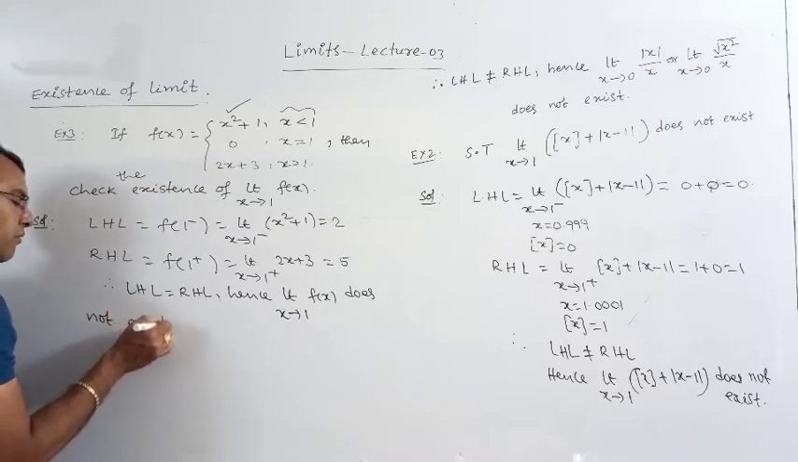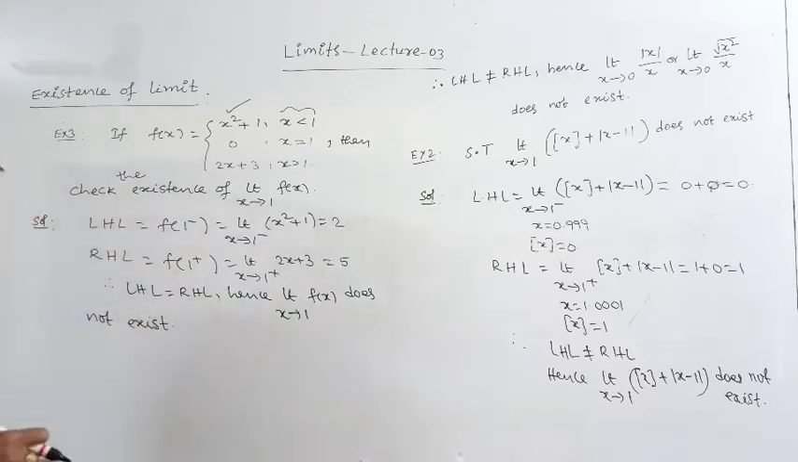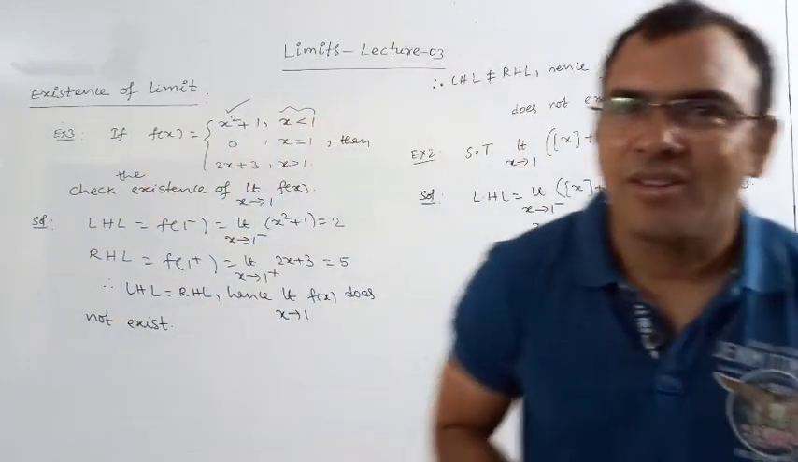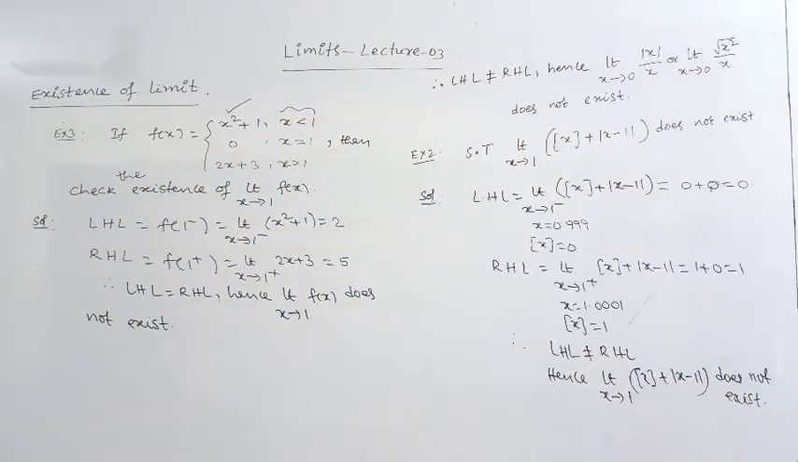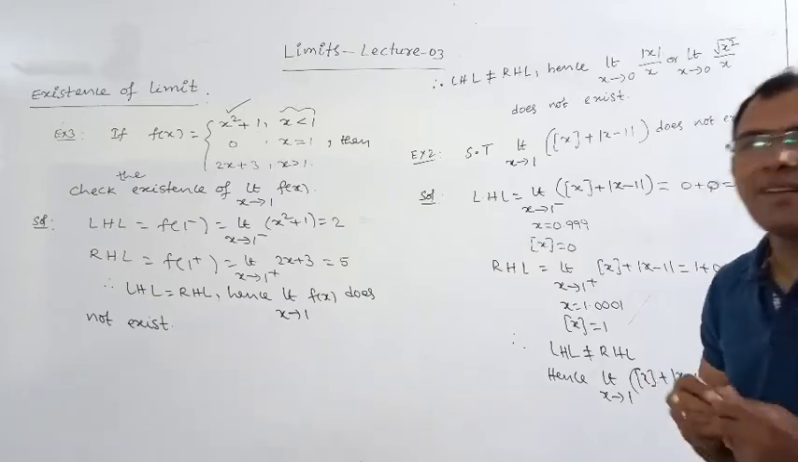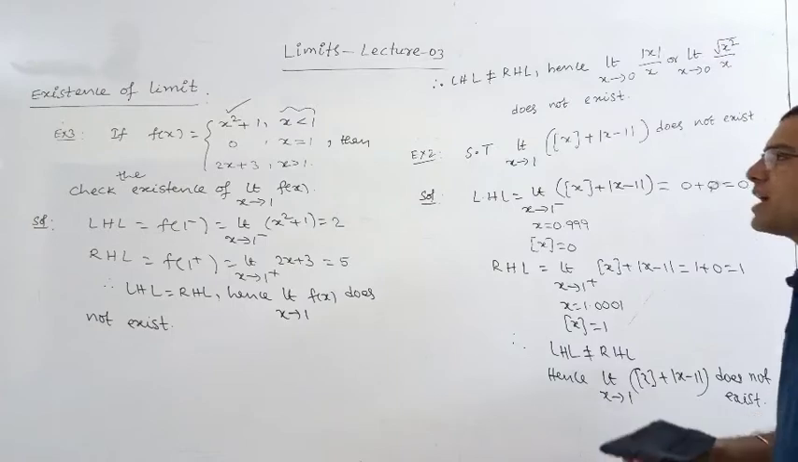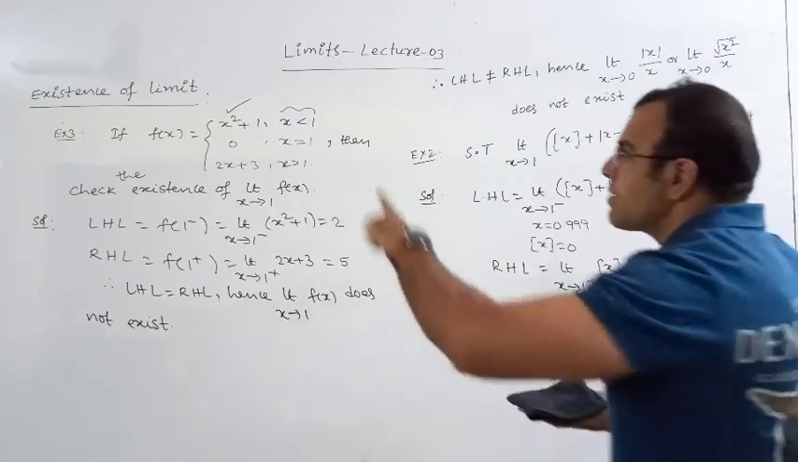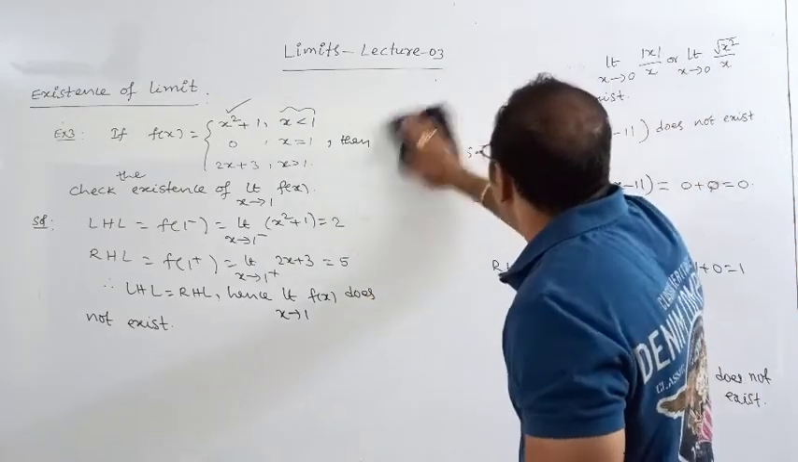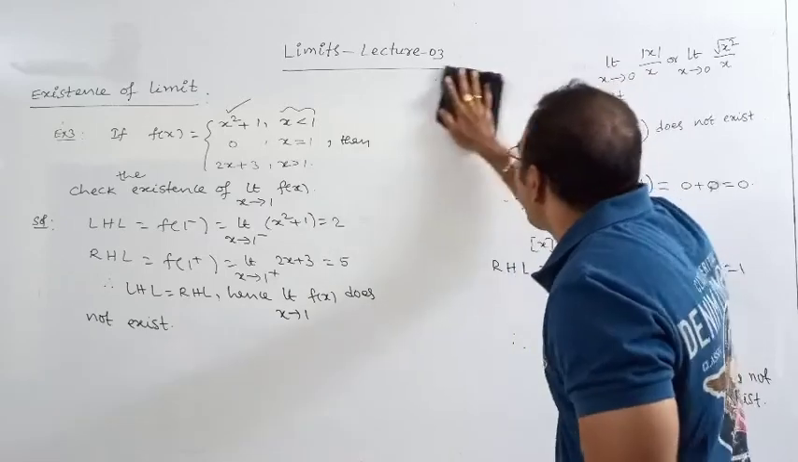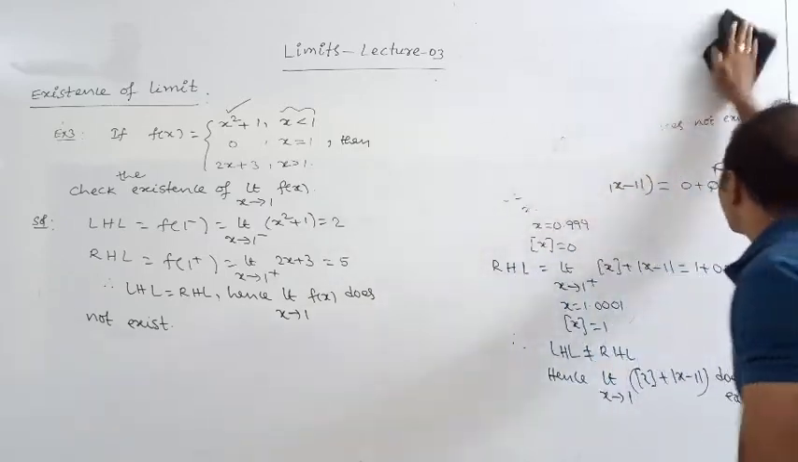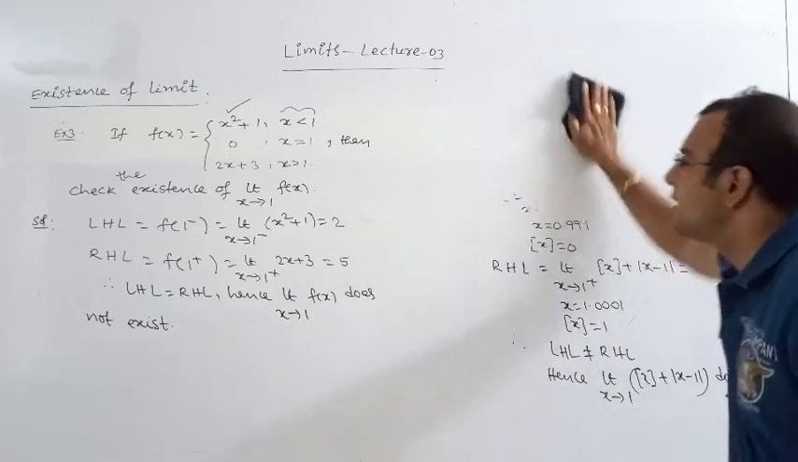So in this way, we can take several examples. You have to practice some questions. It will take time. From tomorrow onwards, you can practice the questions. You write that one. So this is a piecewise function for finding existence of limits. It is very simple.